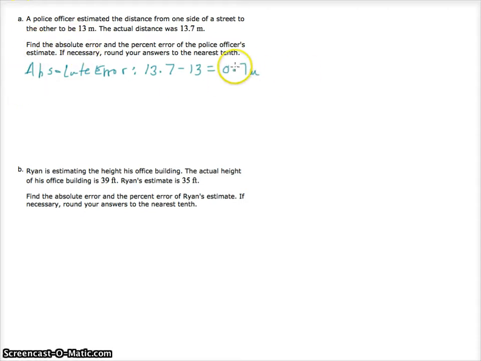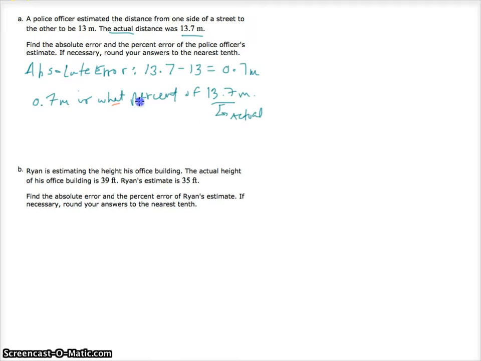Now I need to make my is statement. My error is what percent of the actual distance. So 0.7 meters is what percent of the actual value, 13.7 meters. Now I have my is and my of. I can set my proportion up.